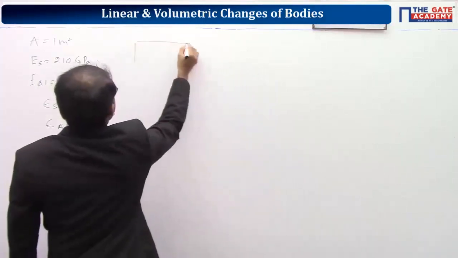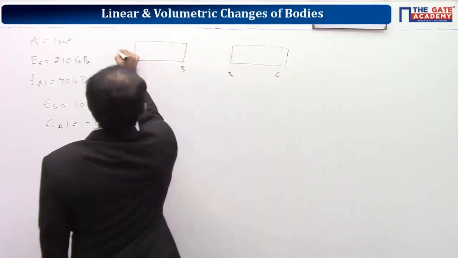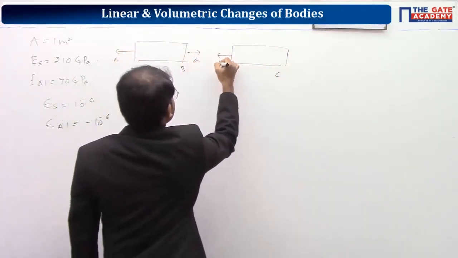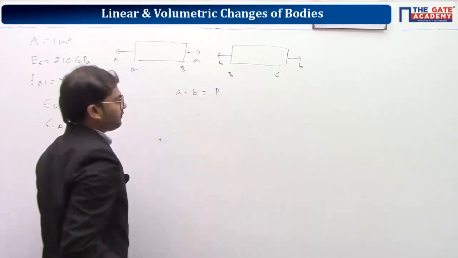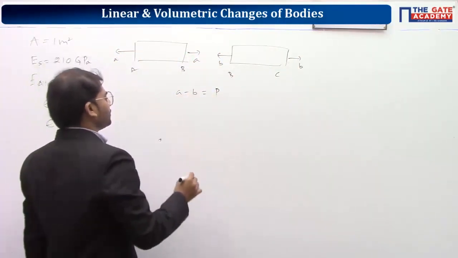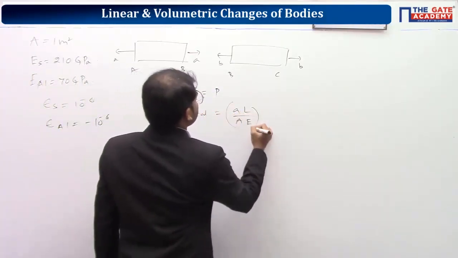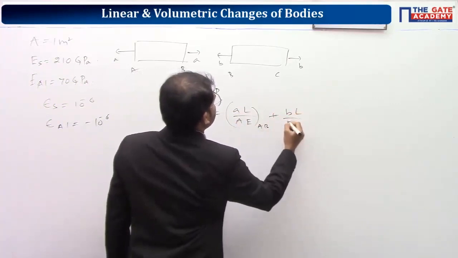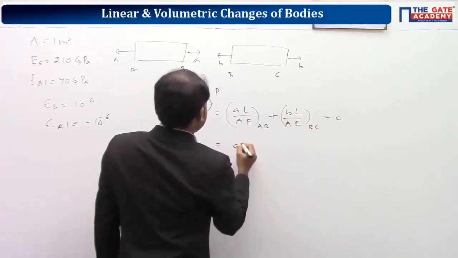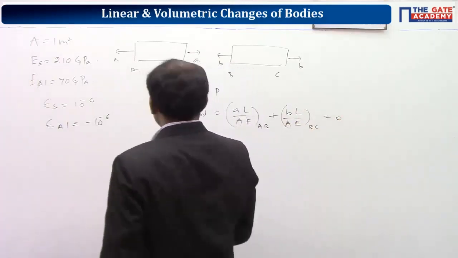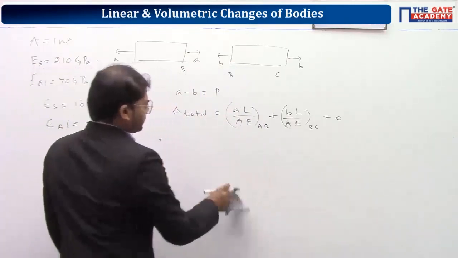So if you take the diagrams separately, take this as AB and this as BC, small a and small b. So a minus b is nothing but the applied force P. And here the net elongation is equal to 0. So delta total is equal to a into length by area into Young's modulus of the AB part plus b into length by area into Young's modulus of the BC part, which is equal to 0. So small a into length of this part. Here they have directly given us the values of strains.